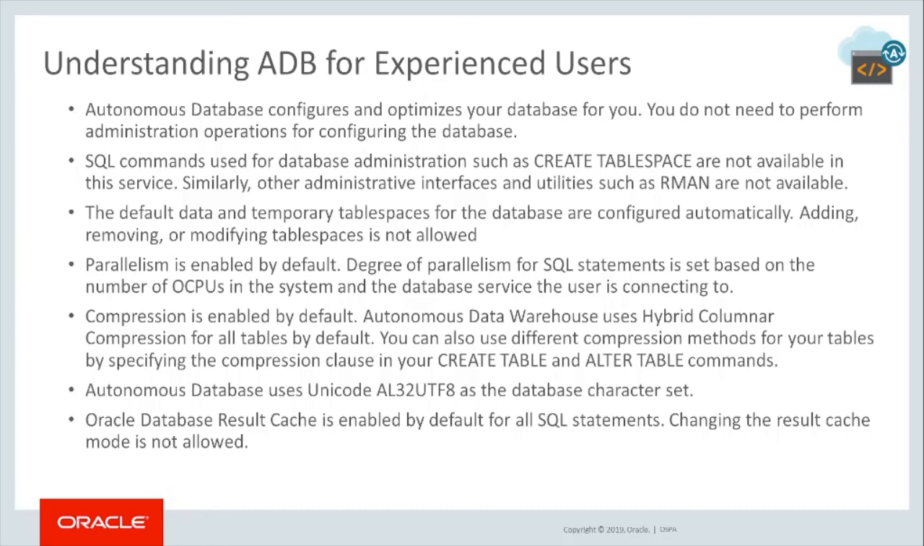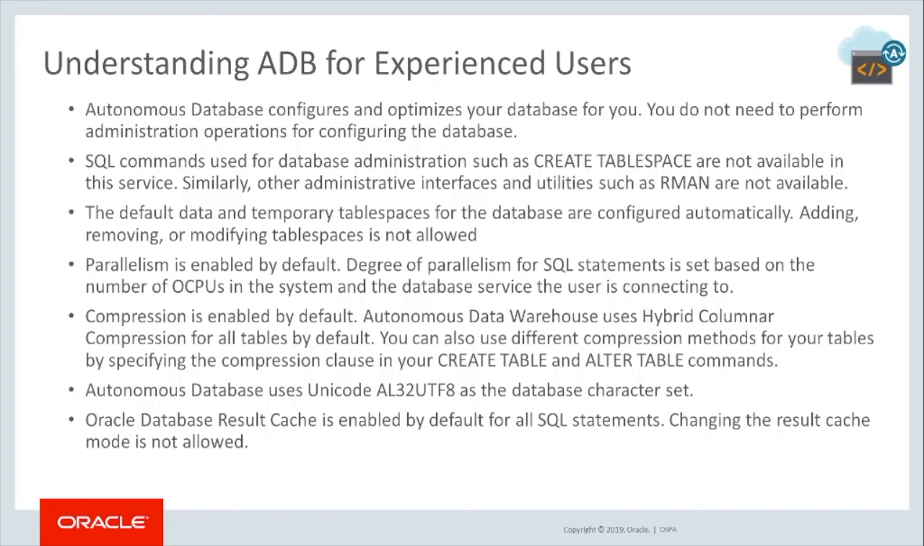Parallelism is enabled by default. Degree of parallelism for SQL statements is set based on the number of OCPUs in the system and the database service the user is connecting to. Compression is enabled by default. Autonomous Data Warehouse uses hybrid columnar compression for all tables by default. You can also use different compression methods for your tables by specifying the compression clause in your Create Table and Alter Table. Autonomous databases use Unicode AL32 UTF-8 as the database character set.